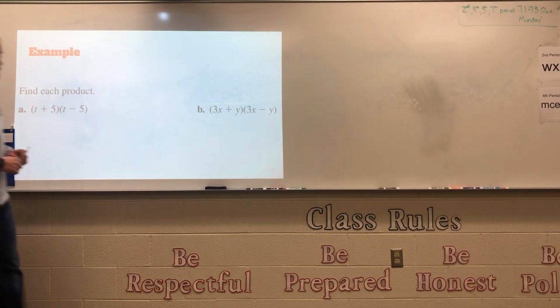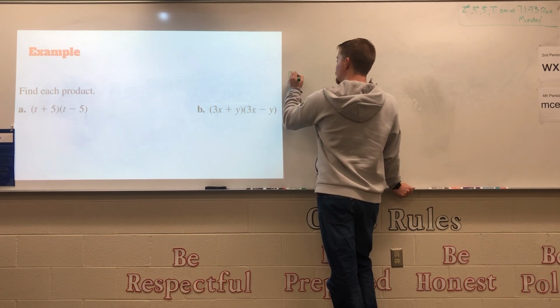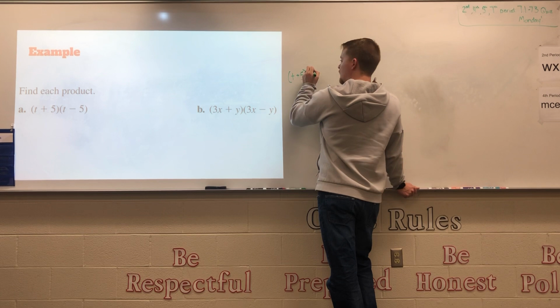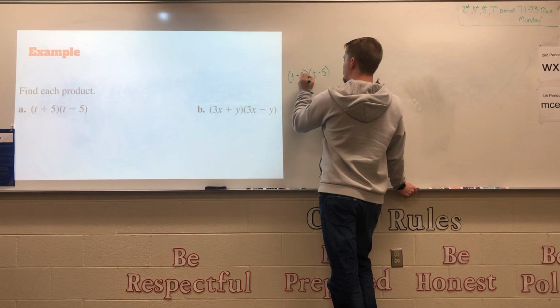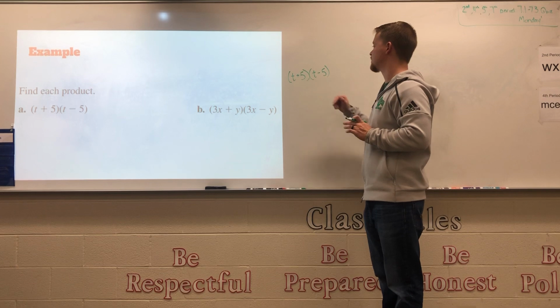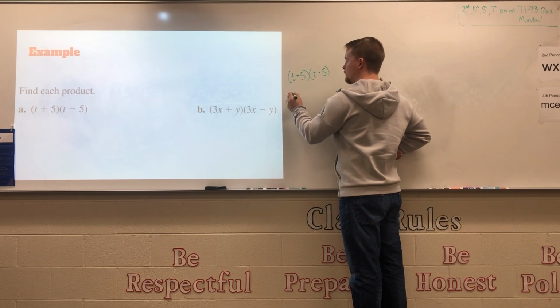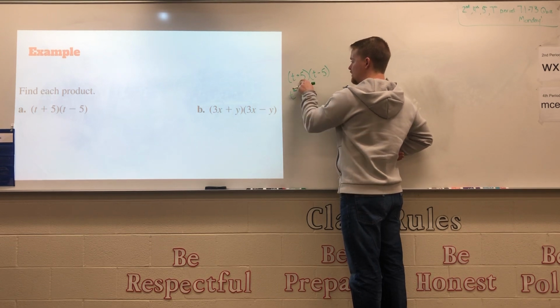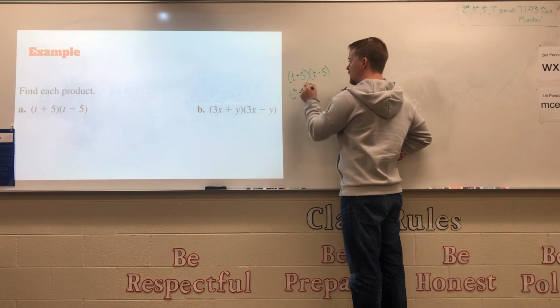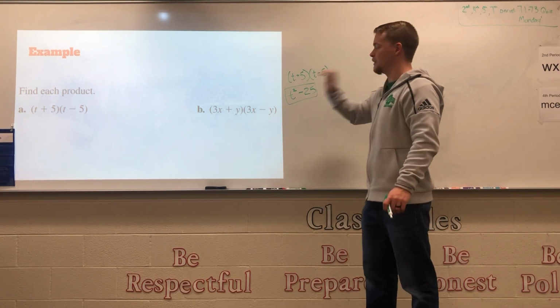All right, so for example, this first one, t plus 5 and t minus 5. The shortcut is we see that the first terms are the same, the last terms are the same with a plus and minus sign. So we can use that shortcut of squaring the first term, t squared, and then squaring the last term with a subtraction sign in between. 5 squared is 25. So there's your answer to that one. Okay, so you try B on your own.